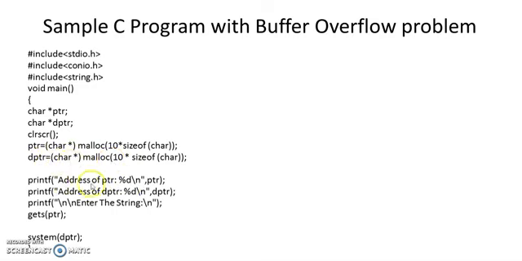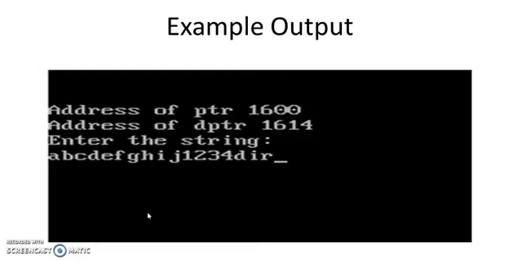For the sake of understanding, we are printing the address of this PTR and the address of this danger pointer. Then there is a prompt to enter a string from the user, and this string is read into pointer PTR. Then this command is a system command, which takes the contents of this danger pointer and executes this command in DOS mode. Let's see what will happen if I execute this program.